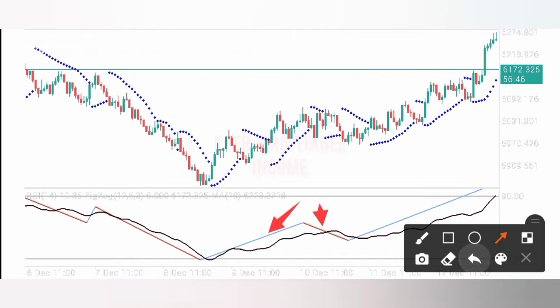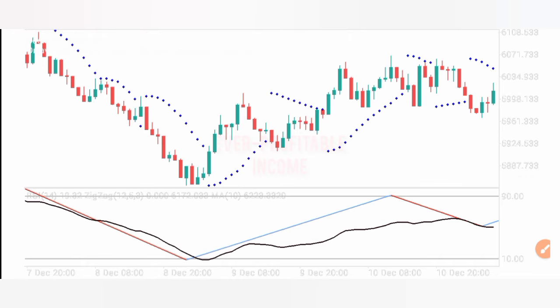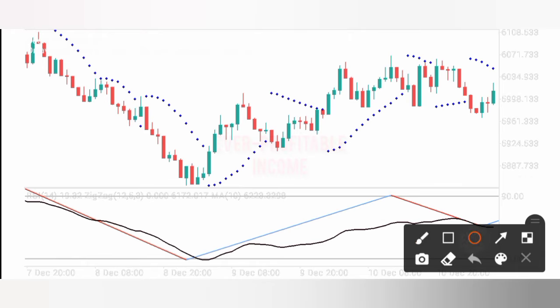So after checking that price has reached a support zone, you have to look at your indicator window now and look for the interception. Can you see that interception? Let me zoom in. So you can see the interception right here, between the zigzag and the moving average. Can you see it? So ensure that the zigzag and the moving average intercept at level 10.